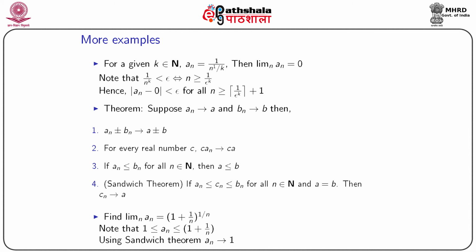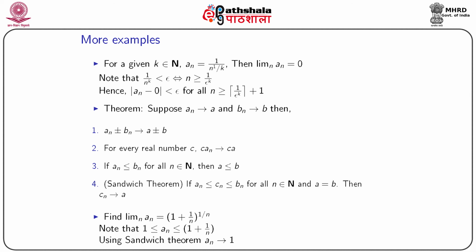Now we'll focus on some important theorems when you have more than one sequence. So suppose I have only two sequences, An and Bn. An converges to a and Bn converges to b. Now the question we ask is: what will happen to the sequence An plus Bn or An minus Bn?